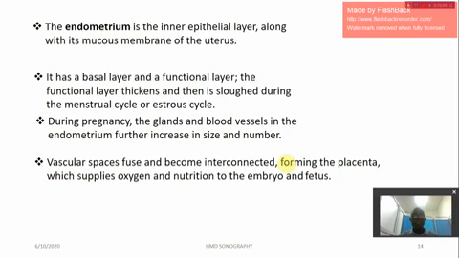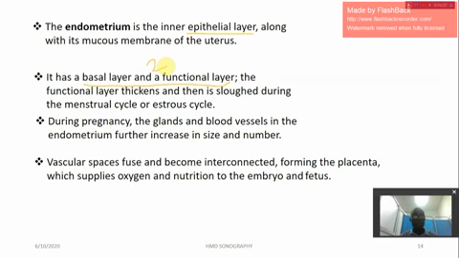The endometrium is the inner epithelial layer, along with its mucous membrane, of the uterus. It's an epithelial layer, glandular, where 2 layers are formed. It has a basal layer and a functional layer. So these are the 2 main layers of the endometrium. The functional layer thickens and is then shed during the menstrual cycle.